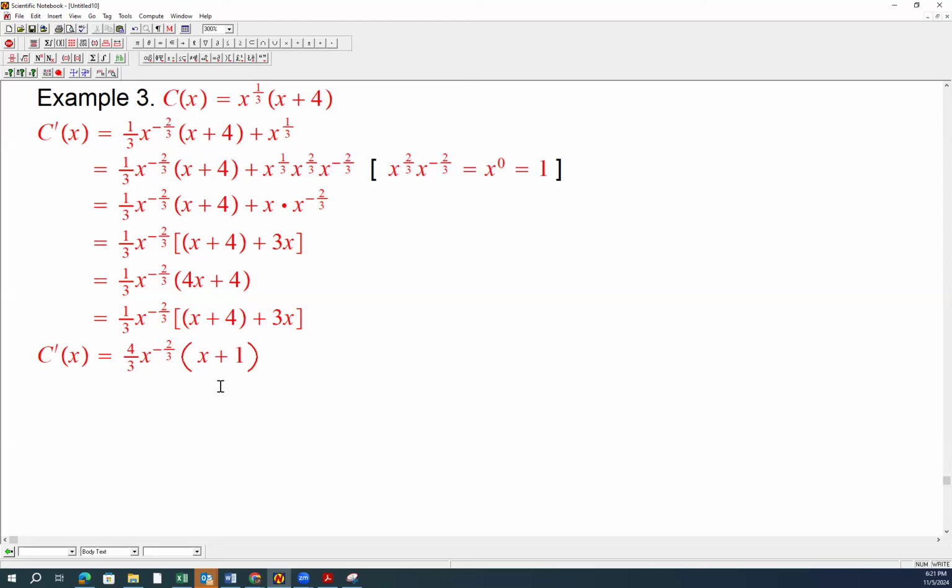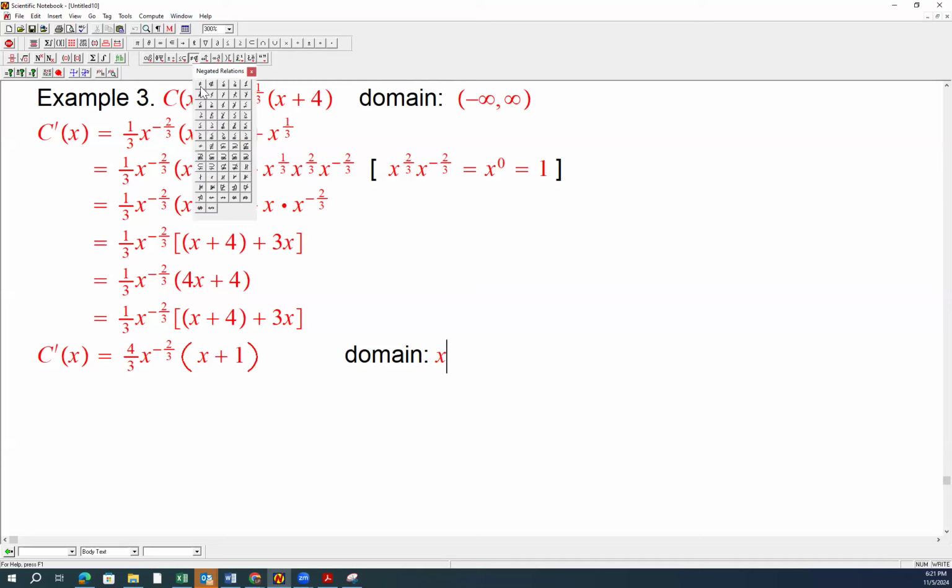First order derivative. In terms of domain, the domain of the function from the beginning is all real numbers. And the domain of the derivative, however, x cannot be 0. This makes 0 a critical number. So we already have a critical number 0.